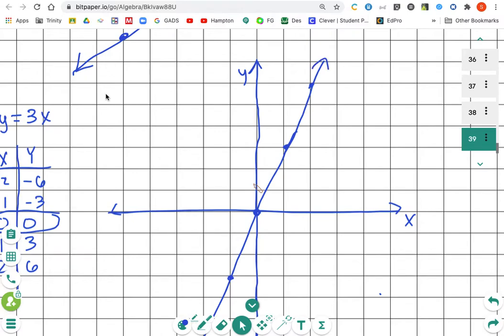So the slope is positive. And because the graph goes through the origin, it is proportional.